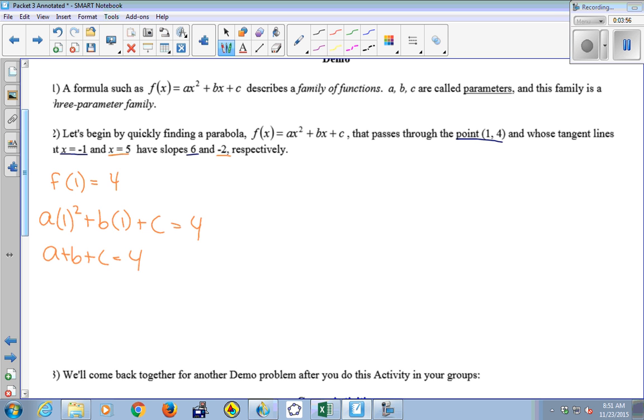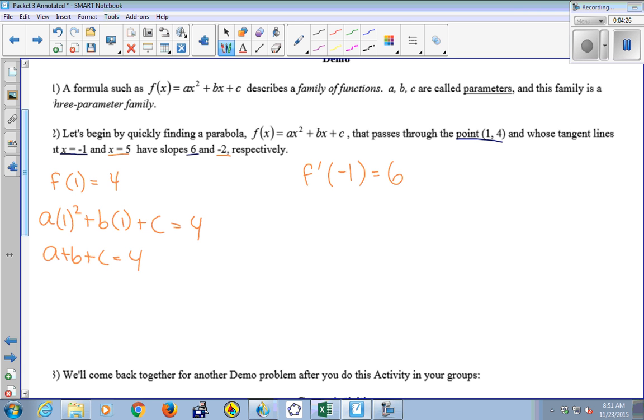The tangent line at x equals -1 has a slope of 6. What mathematical object measures the slope of a tangent line? The derivative. Okay, so I need the derivative. F prime of what should be what? F prime of -1 should give me 6. The slope of the tangent line when x is -1 is 6. So f prime of -1 is 6.